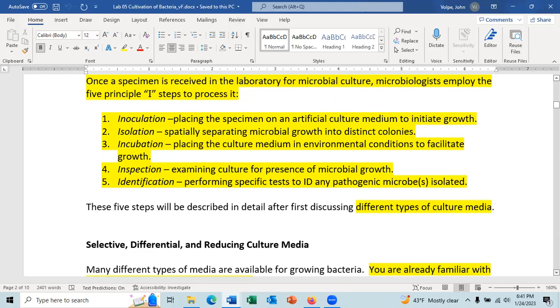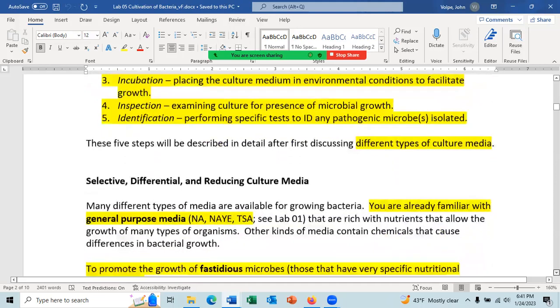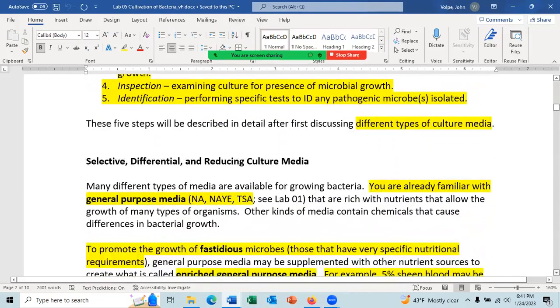There are different types of culture media. You're already familiar with one of them, general purpose media, including NA or nutrient agar, or NAYE, N-A-Y-E, nutrient agar with yeast extract added, and then TSA or tryptic soy agar. Those are general purpose media that grow many different organisms cheaply, but they do not grow everything.